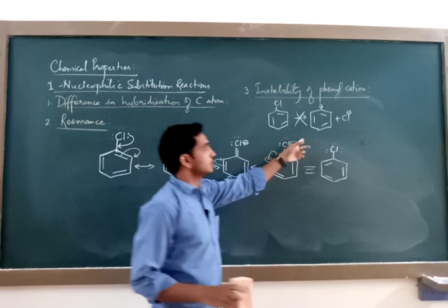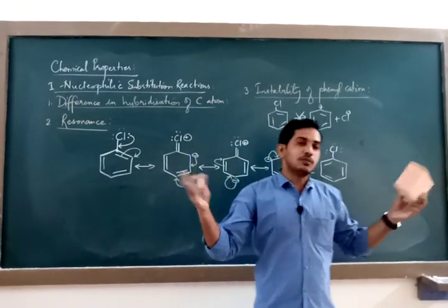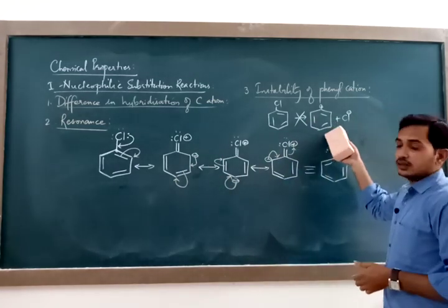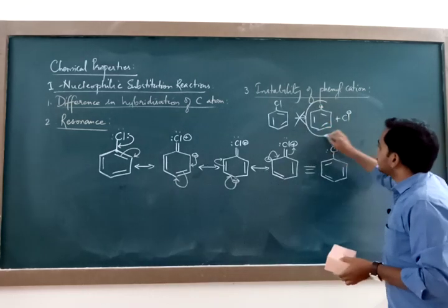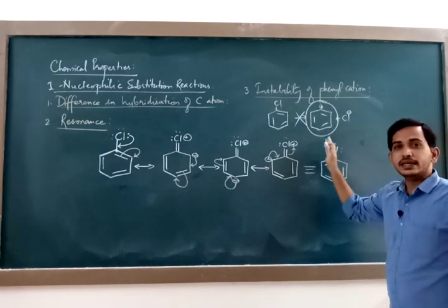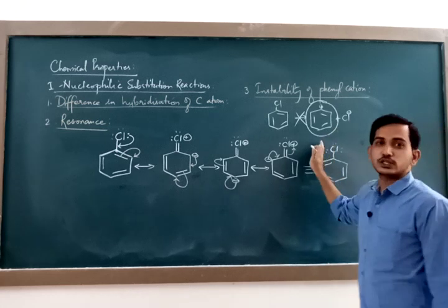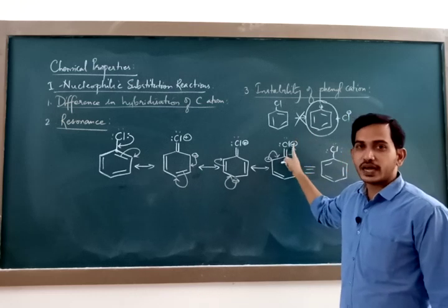The benzene carbocation is called the phenyl cation. So, if somehow by any method you got even a phenyl cation, if by any method you are able to generate this phenyl cation, it is highly unstable. It is highly unstable because it is not stabilized by resonance. You cannot write resonance structures for a phenyl carbocation.